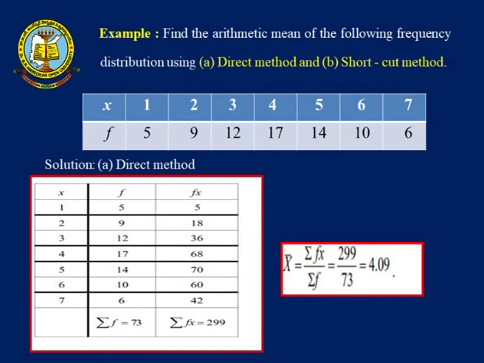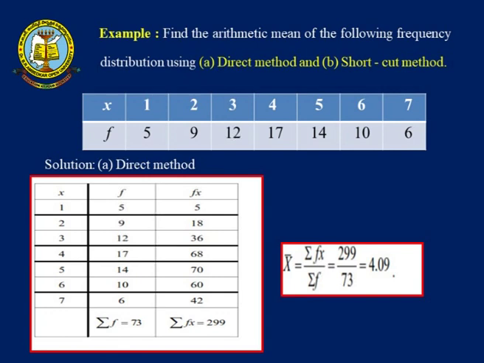Find the arithmetic mean of the following frequency distribution using the direct method and the shortcut method. Okay, taking the direct method, what is the value? X is given and f values are given. X means observations are given to us, and frequency values are also given. The first column is represented by x and the second column by f, which is frequency, and we multiply x into f. Those values we write in the third column of the table. The x values are 1, 2, 3, 4, 5, 6 and 7.